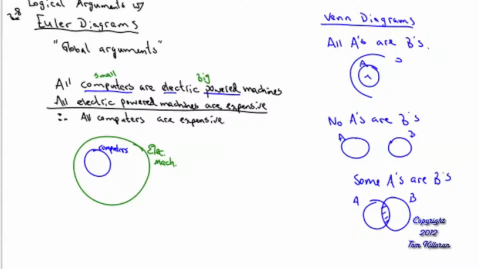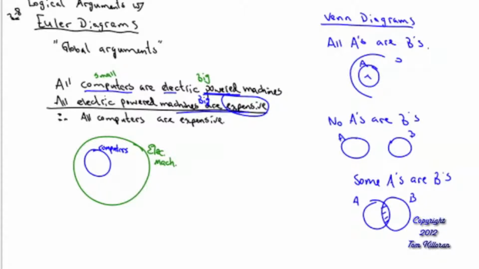Now the second sentence, we've only done the first sentence now. Now you go to the second one. Don't try to mix and match these things. One sentence at a time. All electric-powered machines are expensive. Now remember, the second part of this is the big. So electric-powered machine, expensive is the big part.